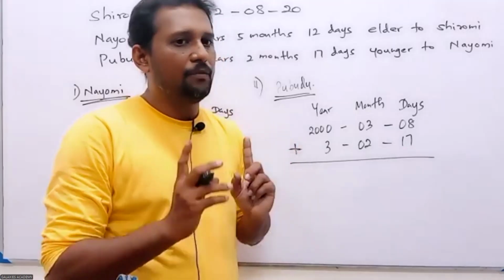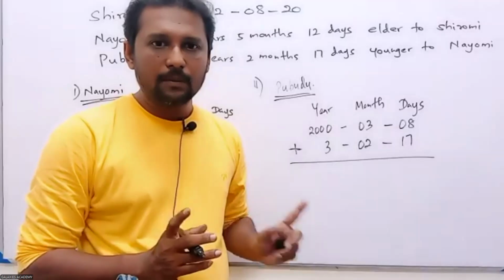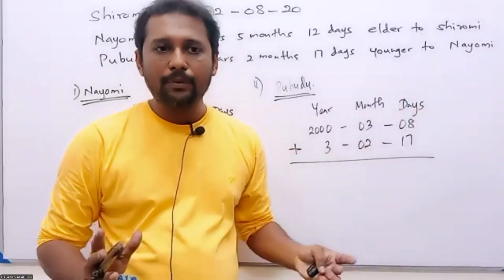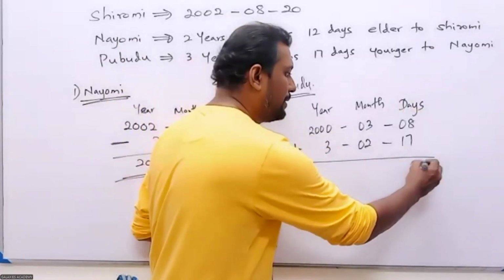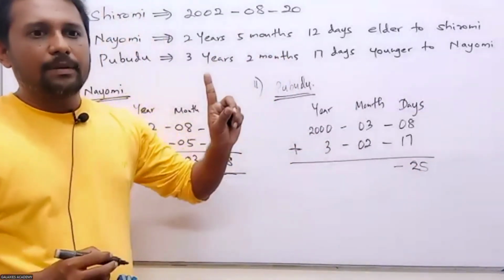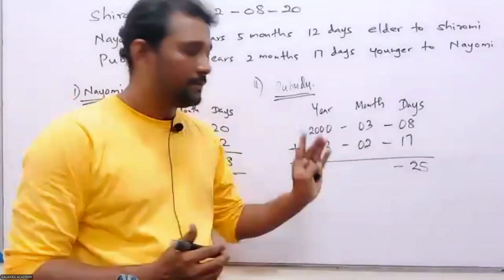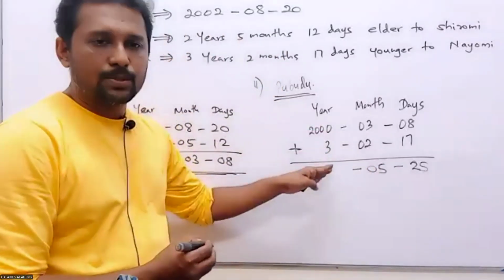Also be careful, because it is a unit related question, you have to do addition. In the days column we can write any value less than 30, right? 25 is less than 30, no? So you can write 25 here. It is no problem. In the month column you can write values less than 12. 3 plus 2 is 5. Also we can write it. 2000 plus 3, 2003.